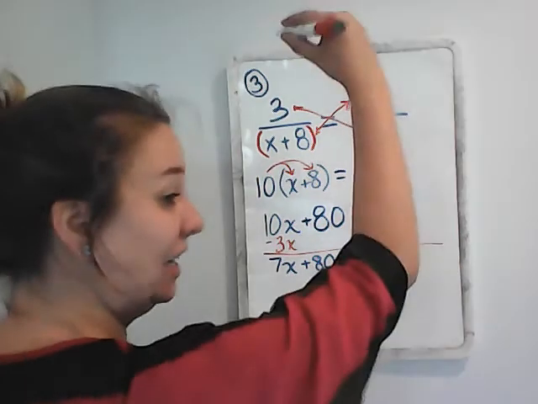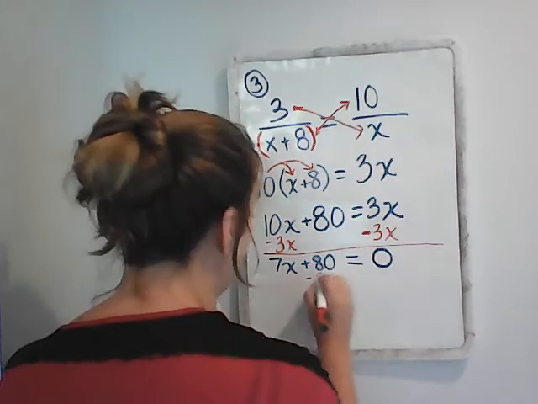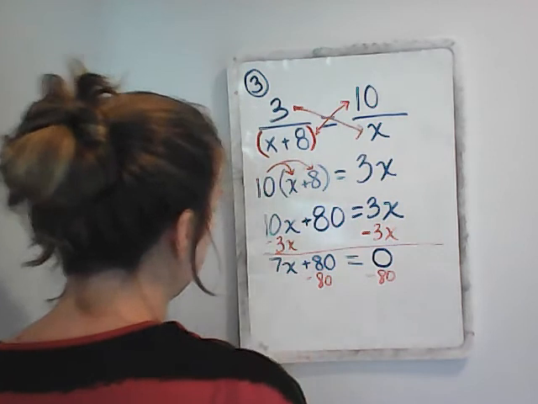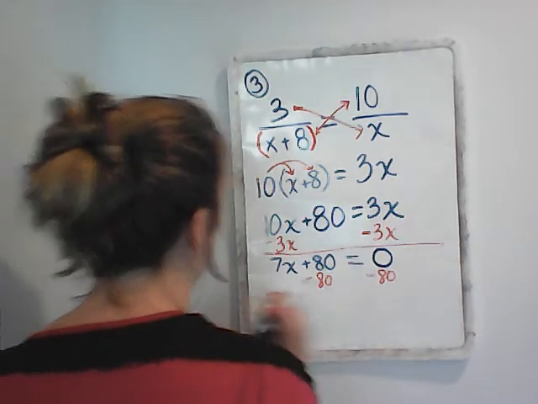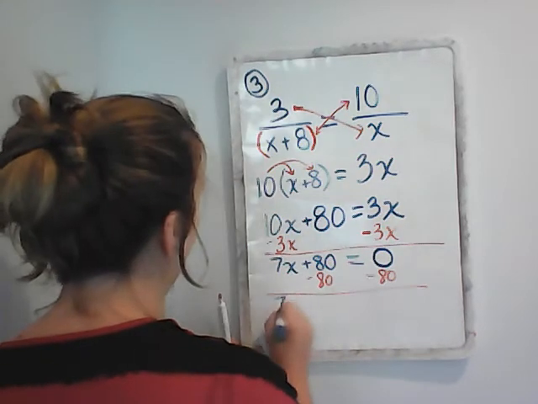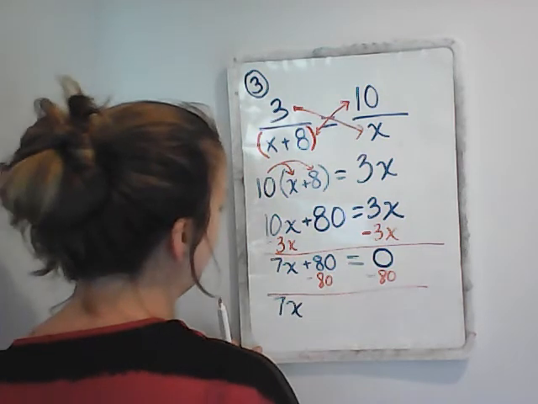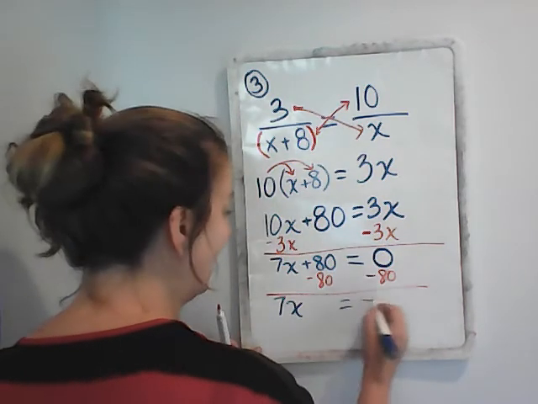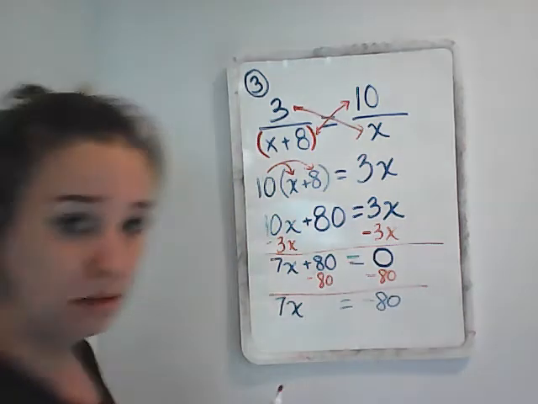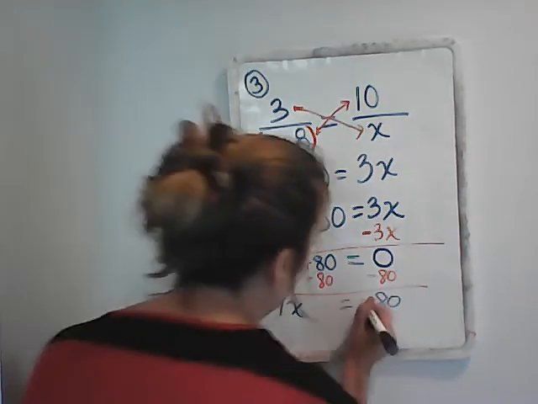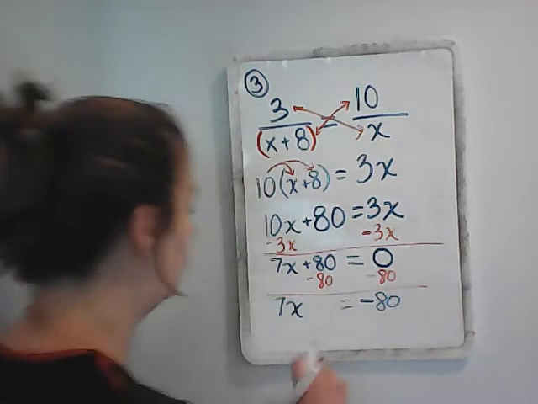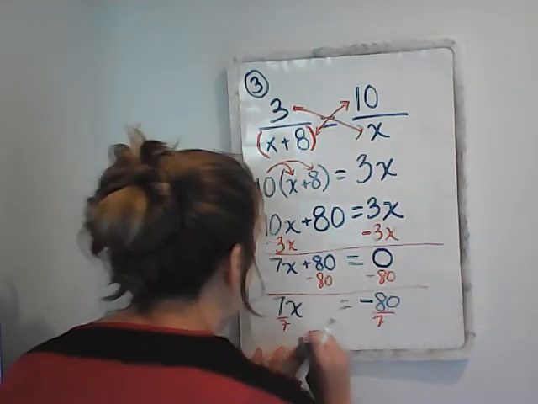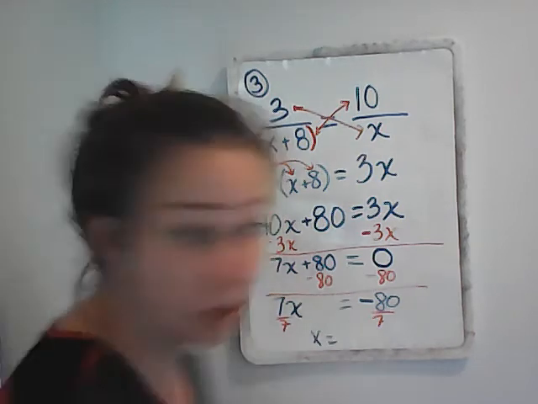Now I'm going to focus on getting my constant terms to the right. So this positive 80 needs to be cleared out by subtracting it. 7x comes down. 80 minus 80 is nothing. Equal sign comes down. 0 minus 80 is negative 80. It's hard to see the negatives. Okay. So then we divide by 7 on both sides. And x equals something weird.